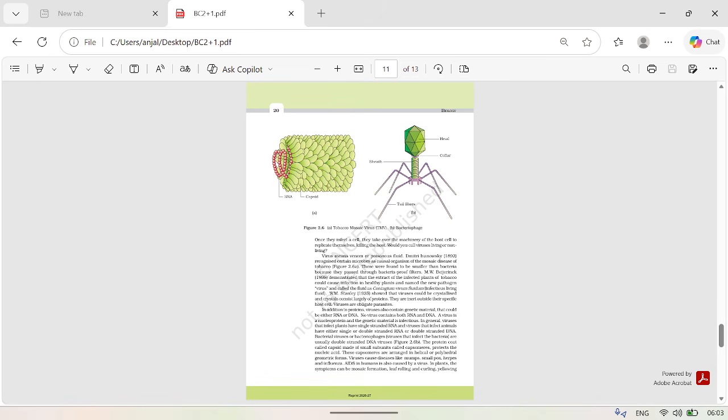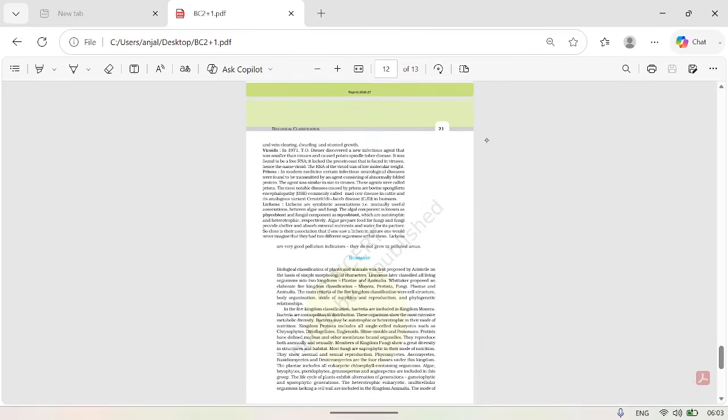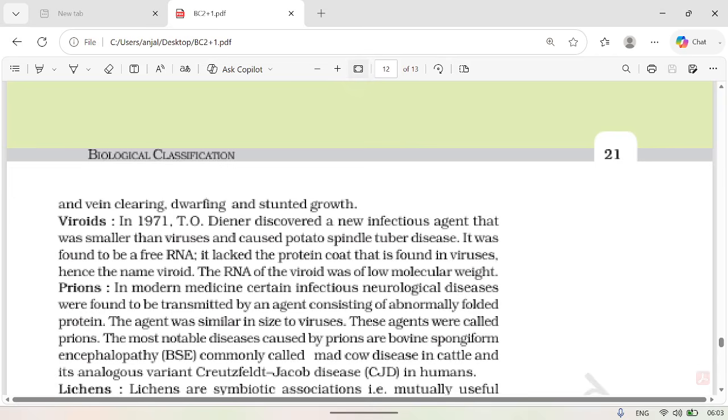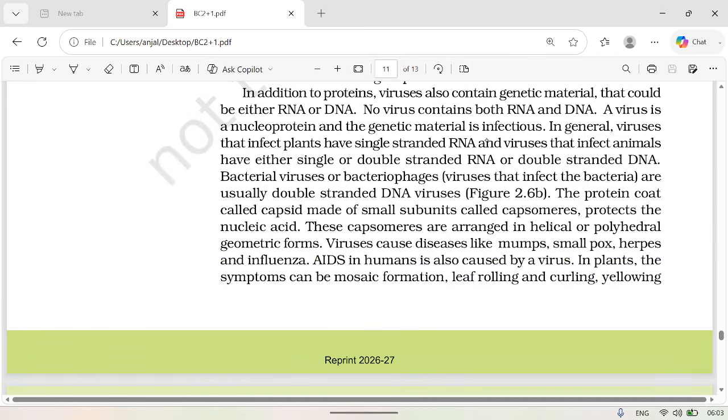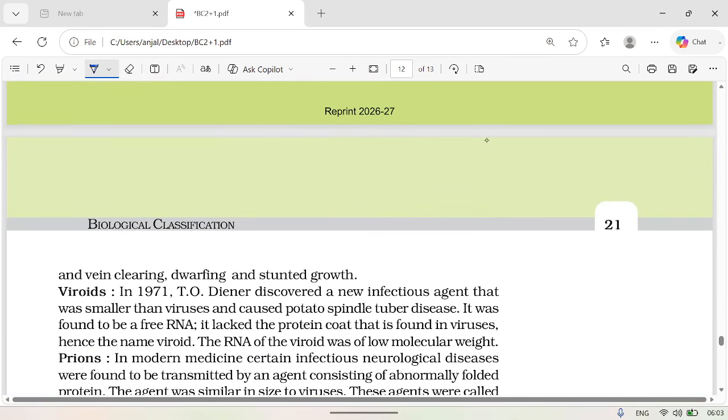Of the chapter. Yes, coming to this Biological Classification, 21st page. So in previous classes we were talking about symptoms in plants like mosaic formation, leaf rolling and curling, yellowing, vein clearing, dwarfing, and stunted growth. These are shown by viruses.